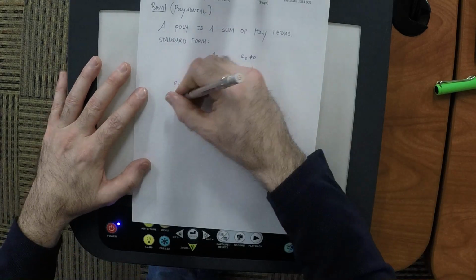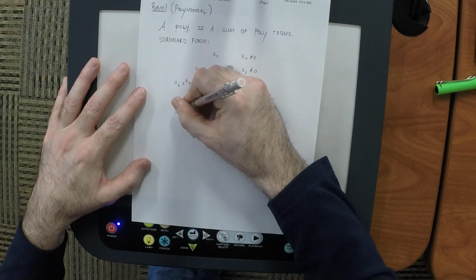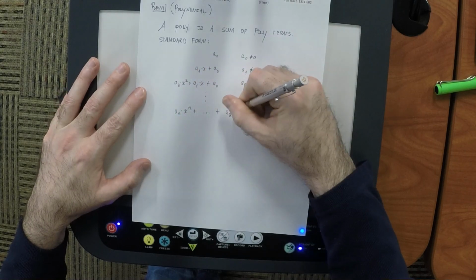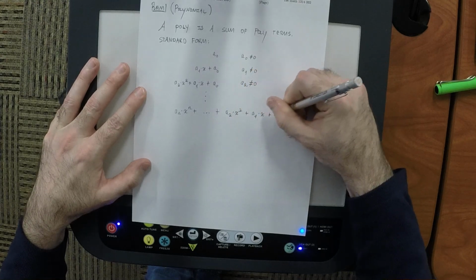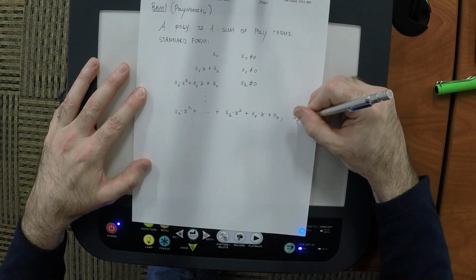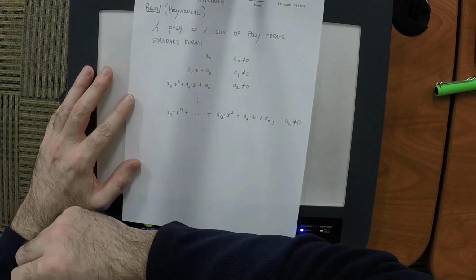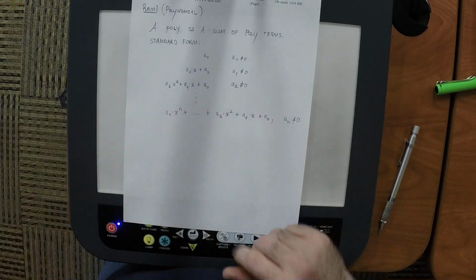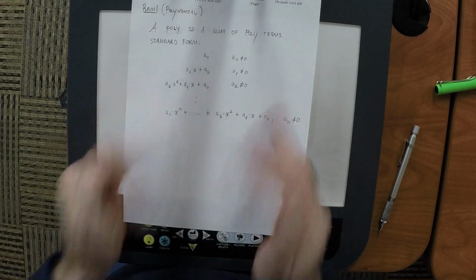So generally it looks like this: an x to the n plus dot dot dot plus a2 x squared plus a1 x plus a0, and we need the coefficient all the way over there to be not 0. So now that's the sum of several polynomial terms, and such a thing is called a polynomial.